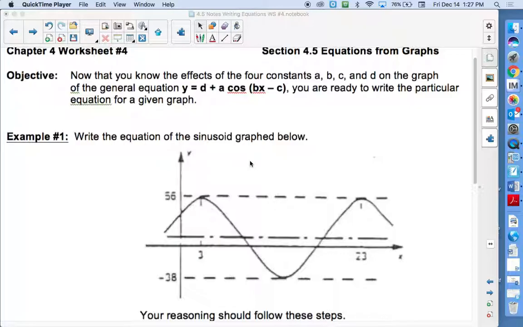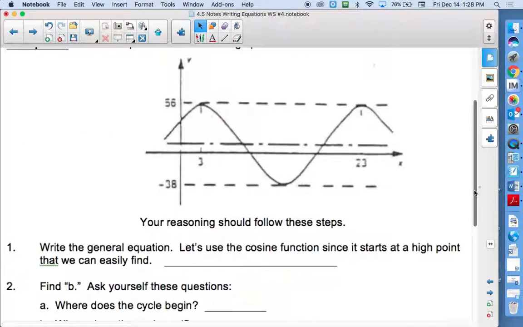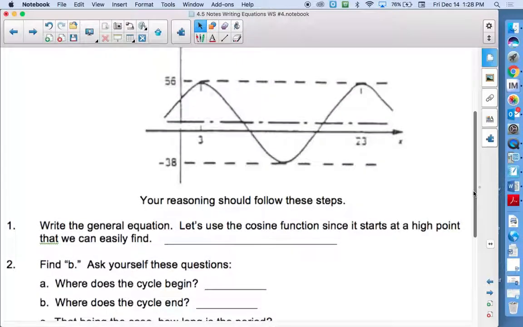It's not called a cosine graph. It's not called a sine graph because it actually could be either or. Any curve, a wave, could go with sine and cosine, just depending on where you're looking at the graph. Below is a reasoning process for what you should be thinking about as you try to write an equation. But you're not going to do all those little blanks for every single problem because some of them just combine together.